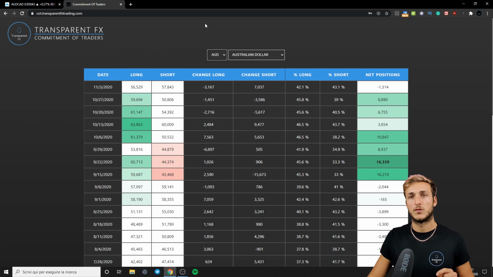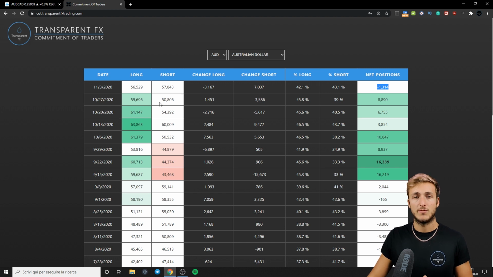So commitment of traders, which is what hedge funds are currently doing in this market. Now, from an AUD perspective, we can see that with the last report, hedge funds have shifted their positioning from a positive net positioning to a negative net positioning. In fact, we went from having 8.8k net positions to having minus 1.3k net positions.